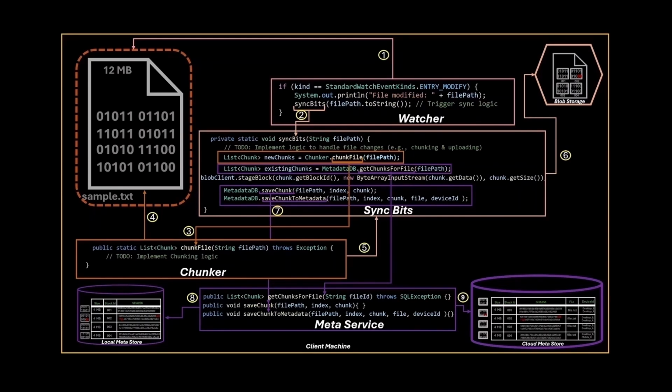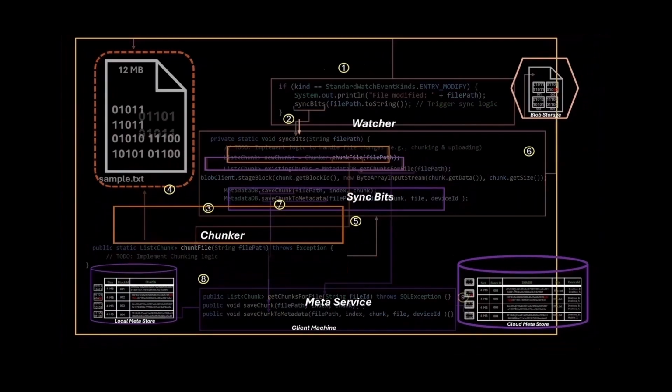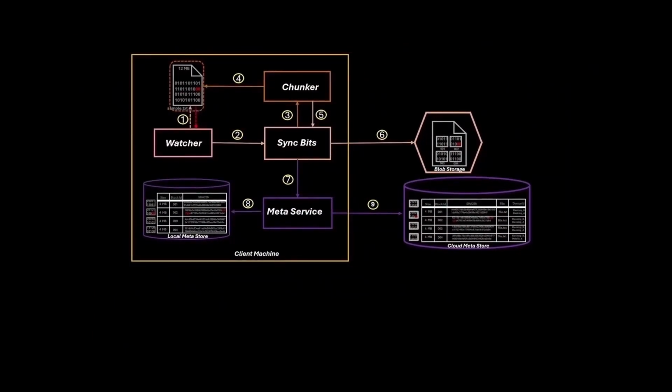Instead of uploading the complete blob, we update that particular chunk to the blob storage, as well as to the local and the cloud metastore with the help of meta service. This is what we covered in phase 2. So now let's move ahead and discuss the notification service.